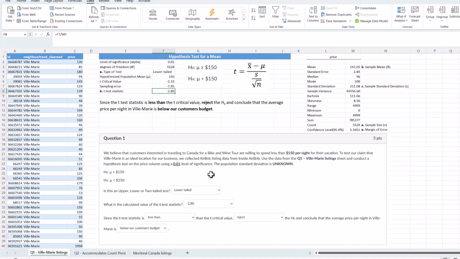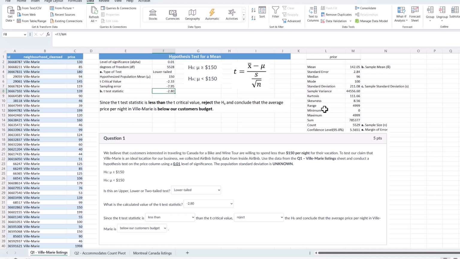So now we have everything we need to make our decision. Since the t-test statistic is less than the t-critical value, so negative 2.80 is less than negative 2.33, we are going to reject the null hypothesis and conclude that the average price per night in Ville-Marie is below our customer's budget.